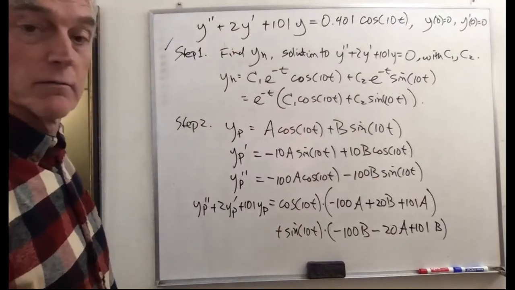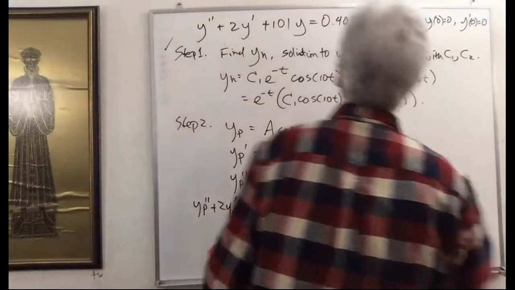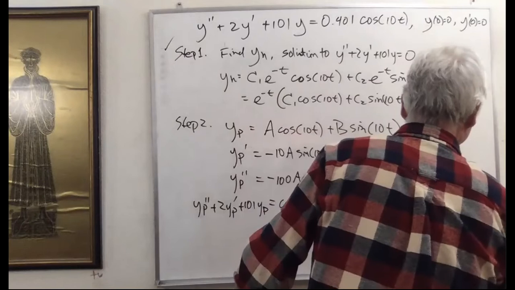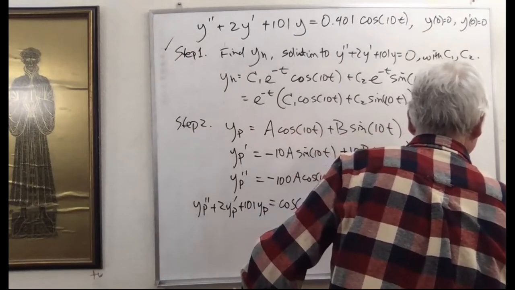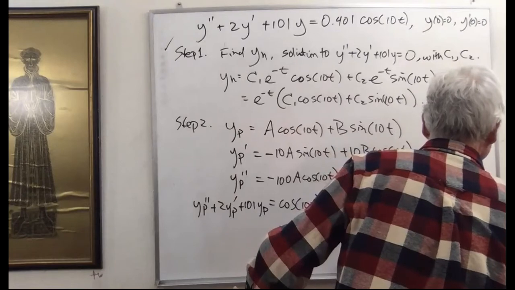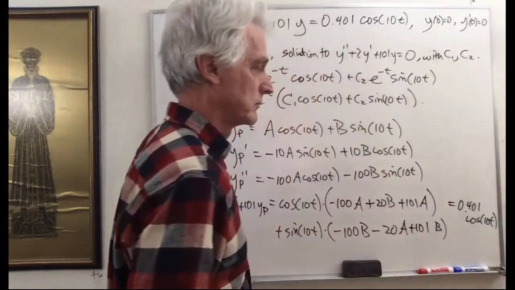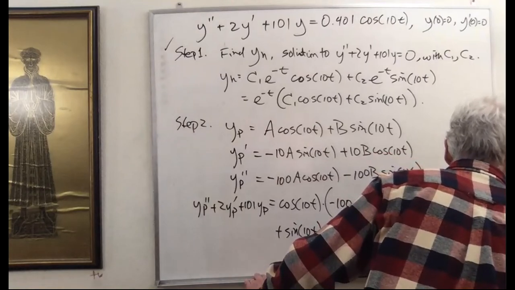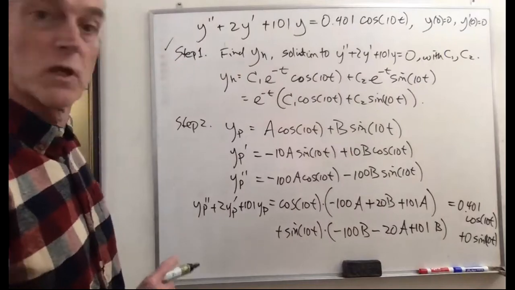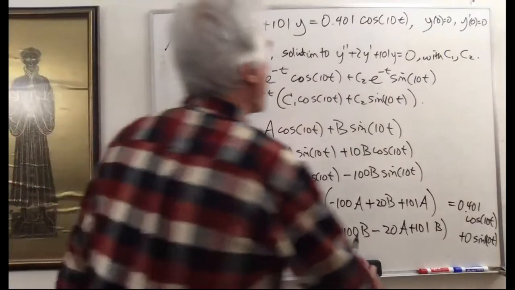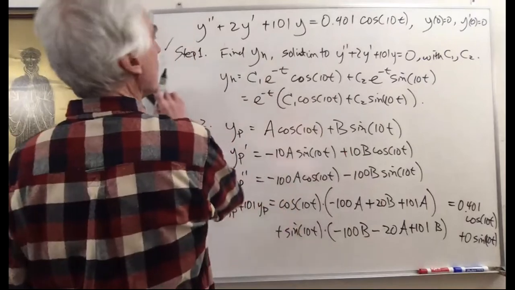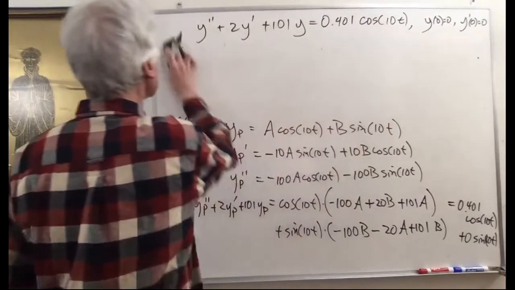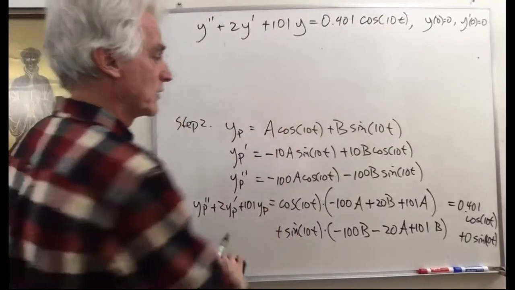Okay, and I'm going to set that equal to 0.401 times cos t plus 0 sine 10t. I don't see it, so there's actually a 0 there. Okay? You with me? All right, so we can get rid of this. Let's get our two equations and two unknowns, a and b.